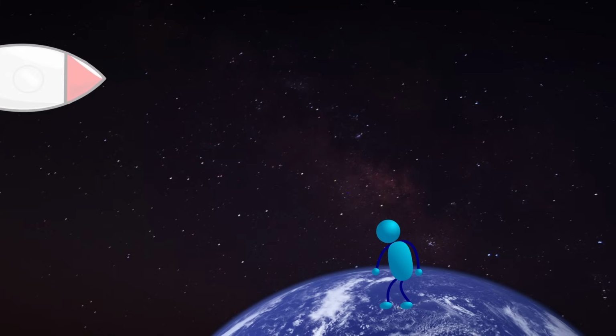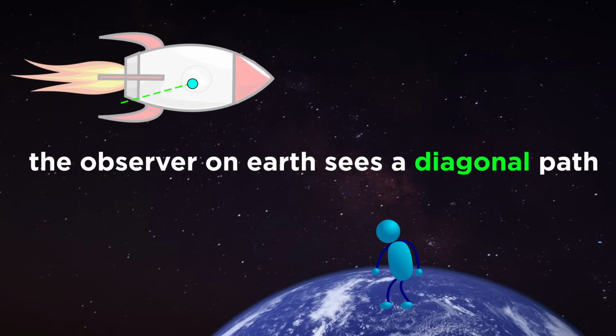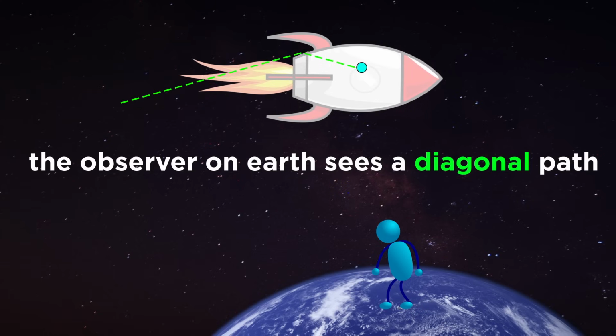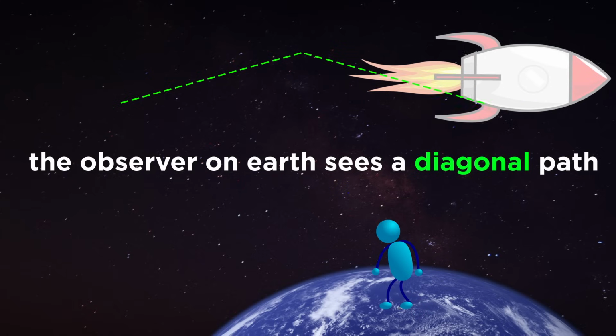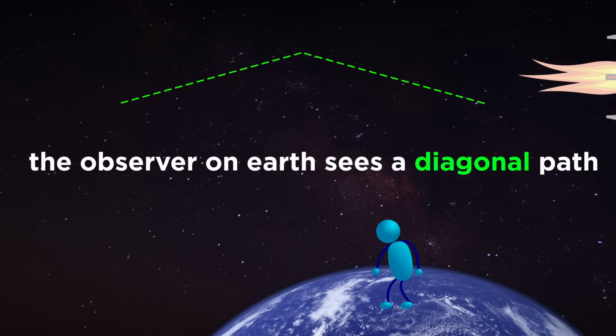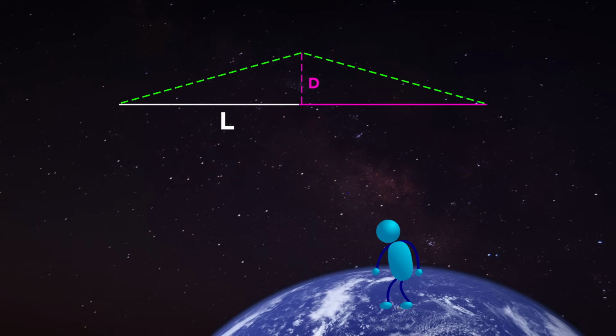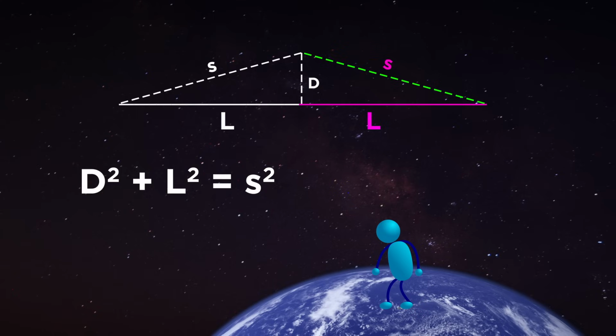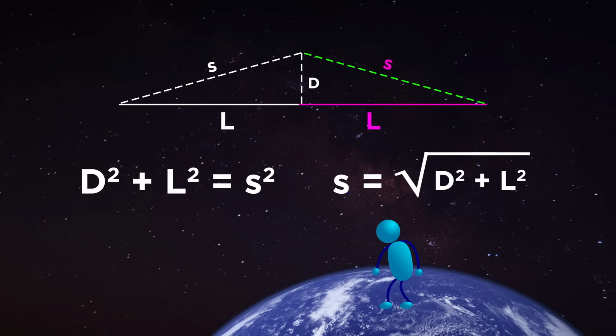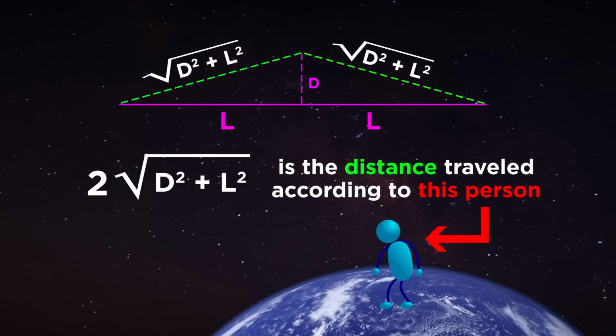For the person on Earth, it's a little different because the spaceship is moving relative to Earth, and therefore the light pulse has a horizontal component of motion in addition to the vertical one. The light follows this diagonal path up to the mirror and back, which is much longer than the other path. If this horizontal distance is L, then we use the Pythagorean theorem to get S, which is the square root of d squared plus L squared.